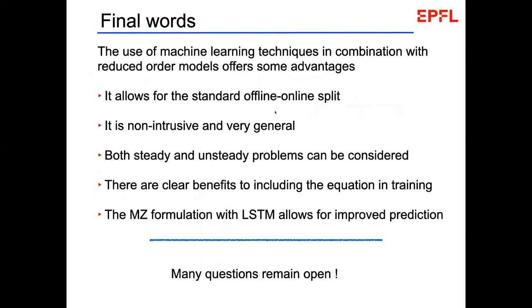You can reduce the number of training runs by using the equation, if you have an equation. And with the most fancy approach, you can correct for errors that you make in time, especially if you want to go beyond the period of time where you have trained. So you get into the prediction domain, which is obviously of interest. With that, thank you very much for your attention.